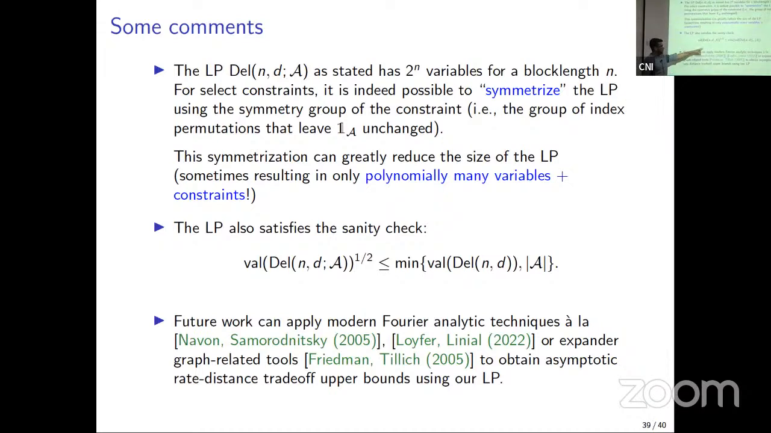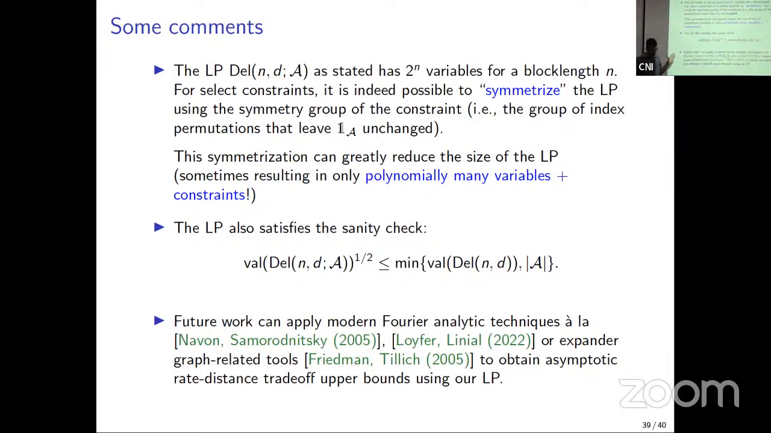We have also been able to show that our linear program satisfies some really basic sanity checks that must be satisfied. For example, our upper bound is at most the upper bound that Delsarte's LP gives you without any constraint. It is also upper bounded by the number of constraints. Okay, so it's not a stupid linear program, it really does whatever it's supposed to.